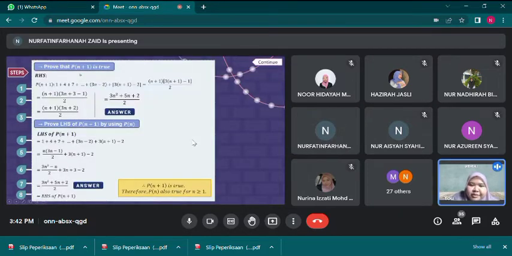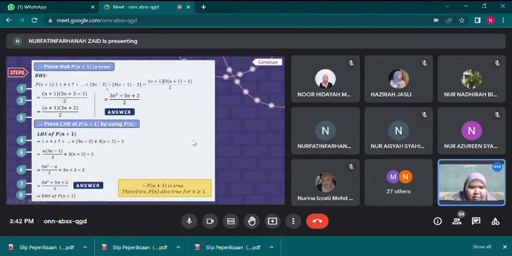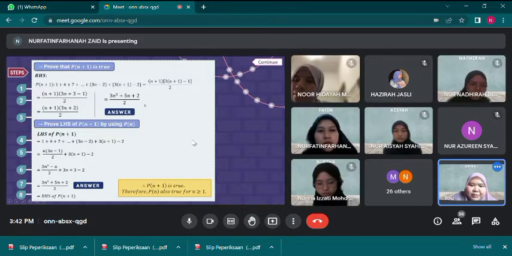So next, we move on to the following phase, which is to prove that Pn plus 1 is true. We must always add 1 to our current n wherever n is. In our example, it turns into n plus 1, 3(n plus 1) minus 1 over 2. We may reduce the equation to obtain 3n squared plus 5n plus 2 over 2.